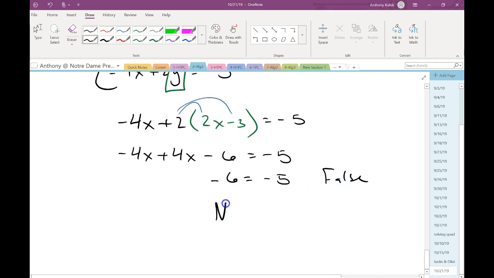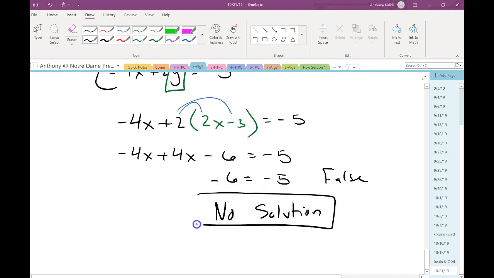So what does that tell me? No solution. And you don't have to do anything more than state no solution there.